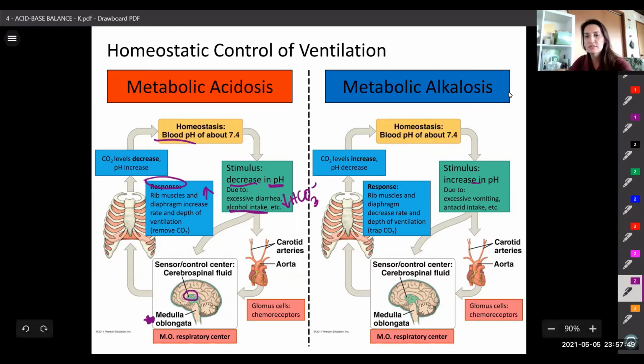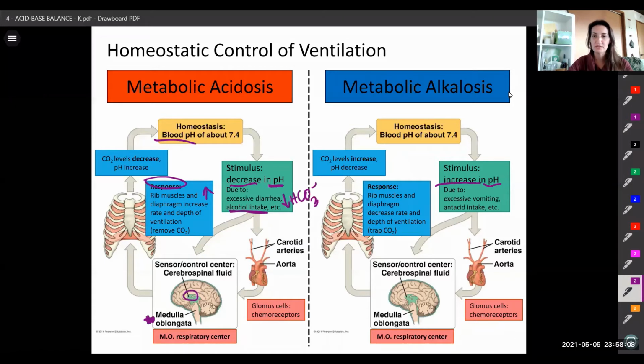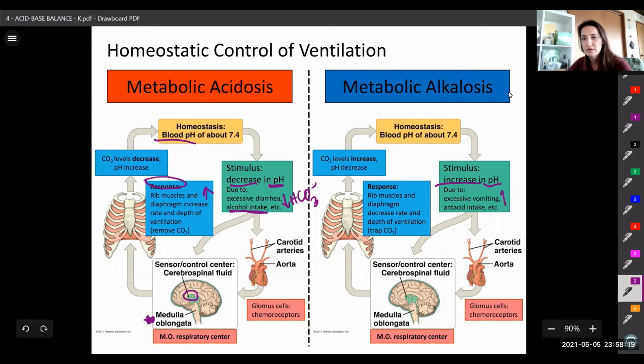We start with an increase in pH. Some common causes for this would be excessive vomiting, removing too much hydrochloric acid compared to the bases in the body like the bicarbonate. And so now the bicarbonate is comparatively higher than it would be for our acid-base comparison. And then antacid intake is pretty straightforward. That would be ingestion of bicarbonate, increasing levels there. In either case, we have higher bicarbonate compared to our metabolic acids.